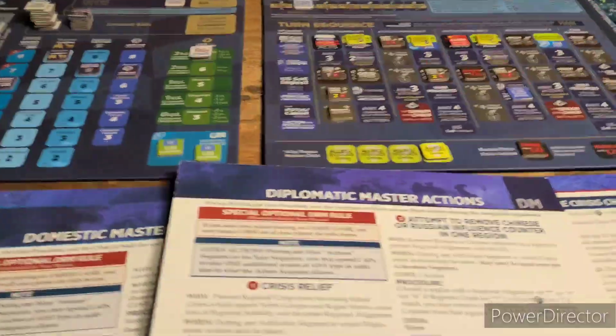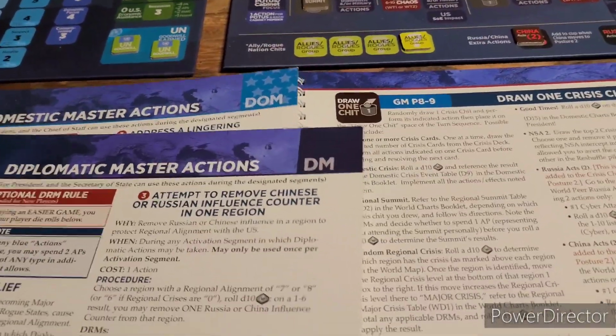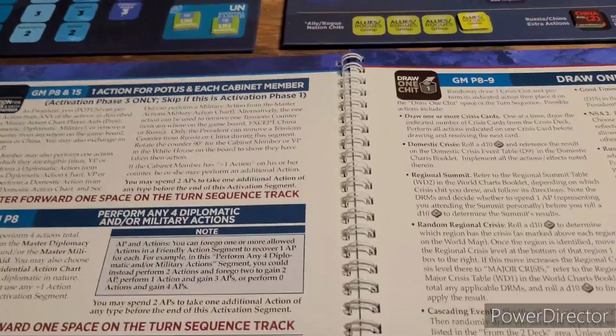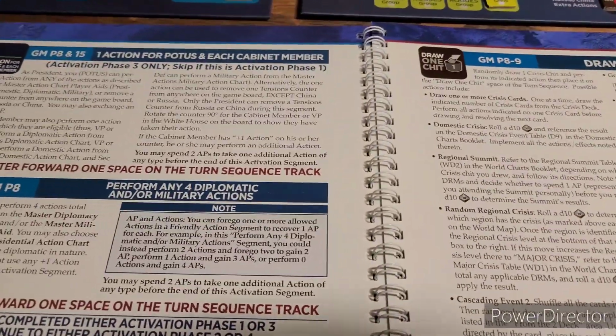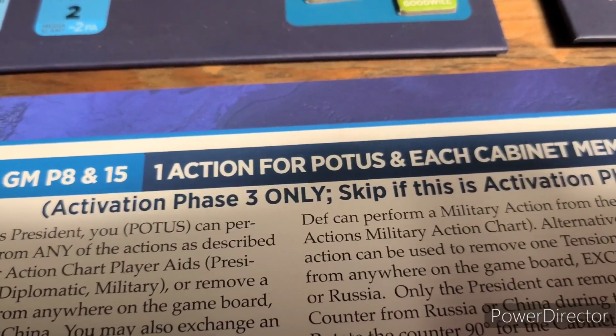Okay. I think that takes care of everybody. We got a presidential action, but we just took that to begin with. Each POTUS and each cabinet member for activation phase 3 only. So this is the only time we could have used that.